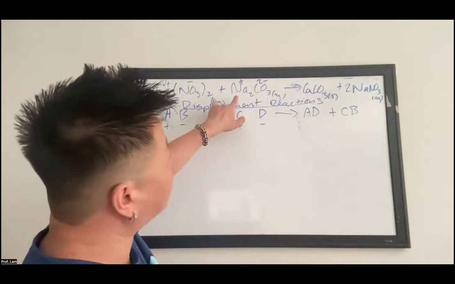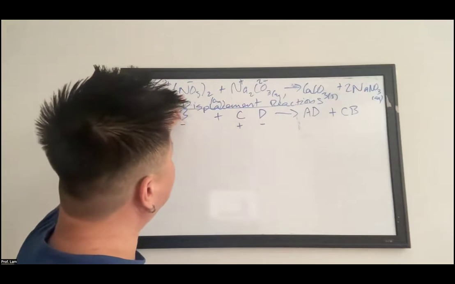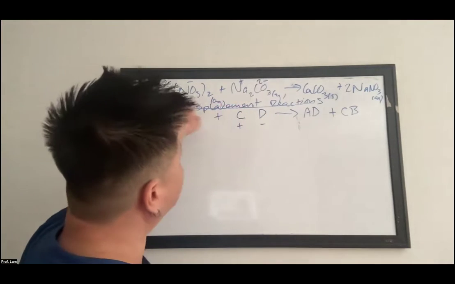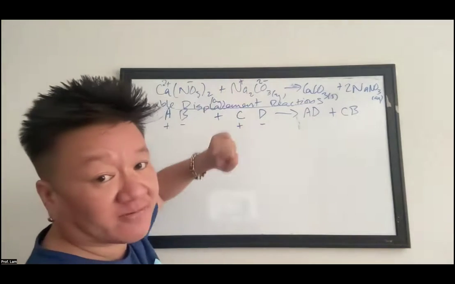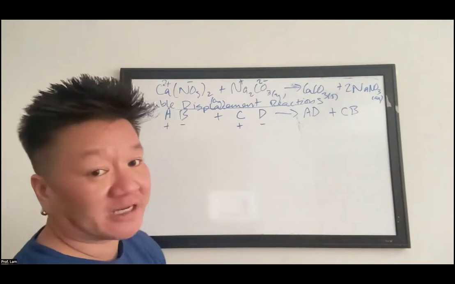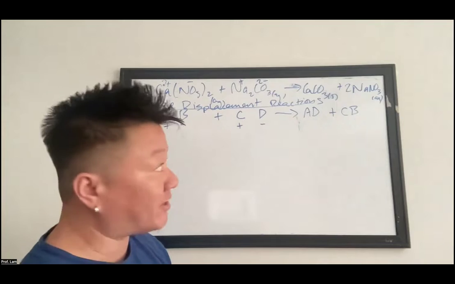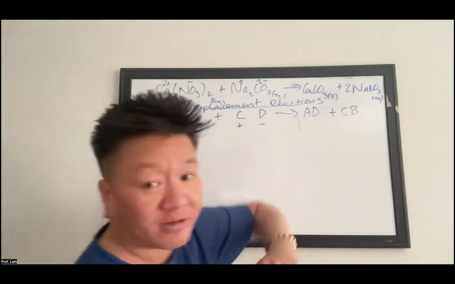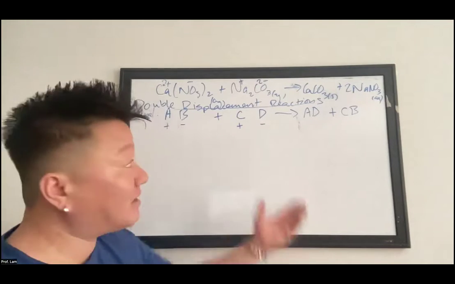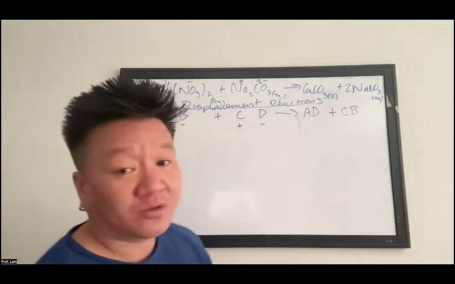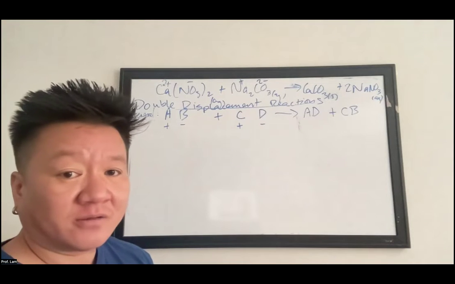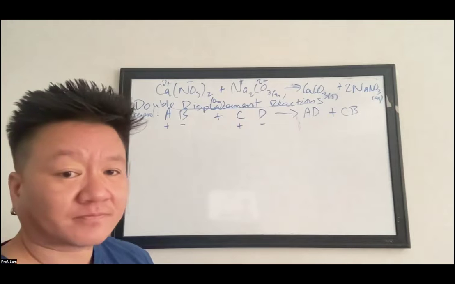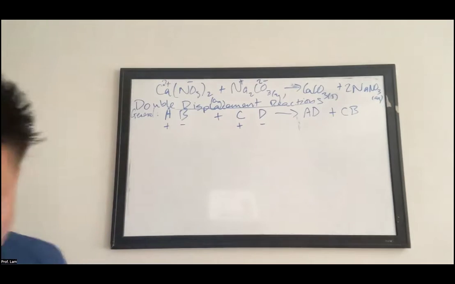And then what's the other product? CB. So C is sodium, which is positively charged. B is nitrate, which is negatively charged. So you put 1 and 1 together there too. So you just have NaNO3, right? And then after that, you balance the equation, put a 2 coefficient in front of NaNO3, and you got your equation. Okay.